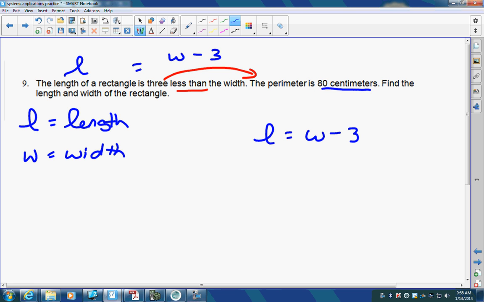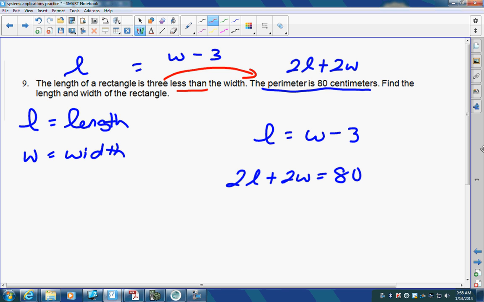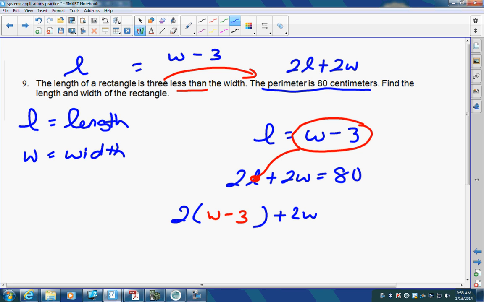The next sentence is normally always going to tell you the perimeter. The formula for perimeter is 2L plus 2W. So I'm going to have 2L plus 2W equals 80. Now for this one, let's use substitution. Take what L equals and put it in here. So I have 2 times, instead of the length, W minus 3, plus 2W equals 80.